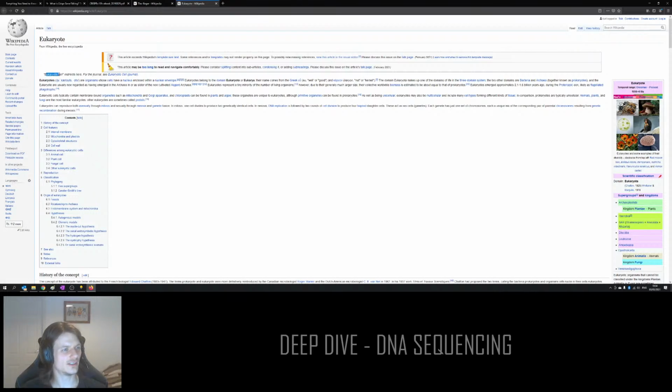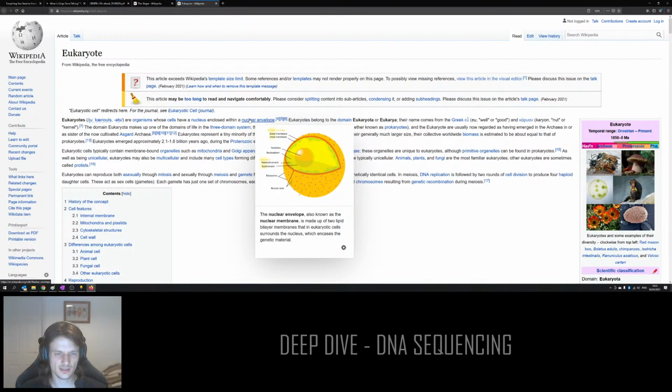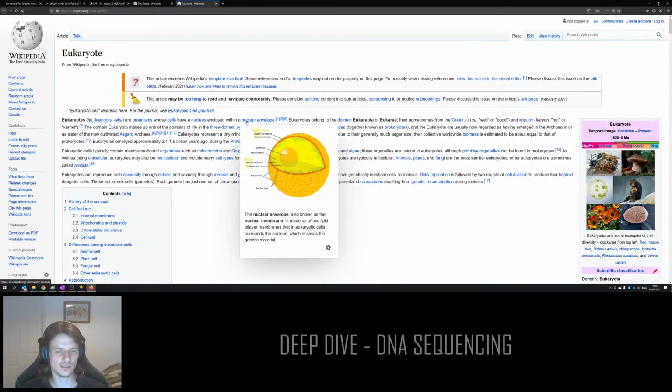Eukaryotic? I don't know how you spell this actually. Eukaryotes are organisms whose cells have a nucleus enclosed within a nuclear envelope. This is a great diagram here. Nuclear envelope, outer membrane. Okay, I know this stuff. That's all good. Nuclear pore, ribosomes.